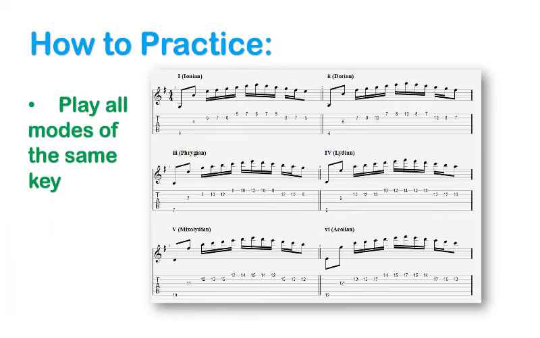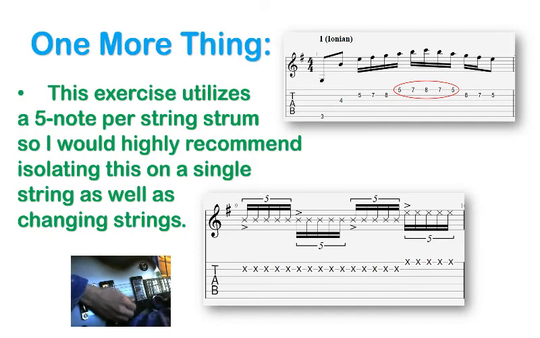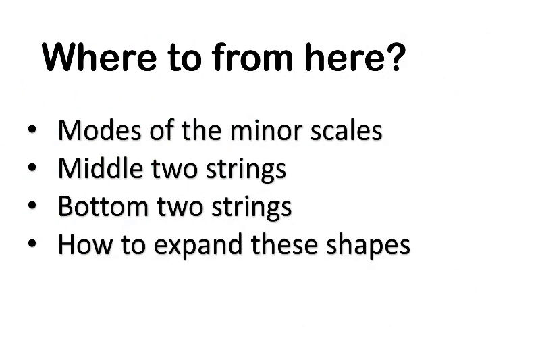One more thing to note is that this exercise uses a 5-note per string strum, so that would be a good thing to isolate if you aren't already familiar with it. In future videos, I will add the modes of the minor scales, how these modes work for the remaining 4 strings, and finally, how to grow these shapes beyond the original 3-note per string designs.